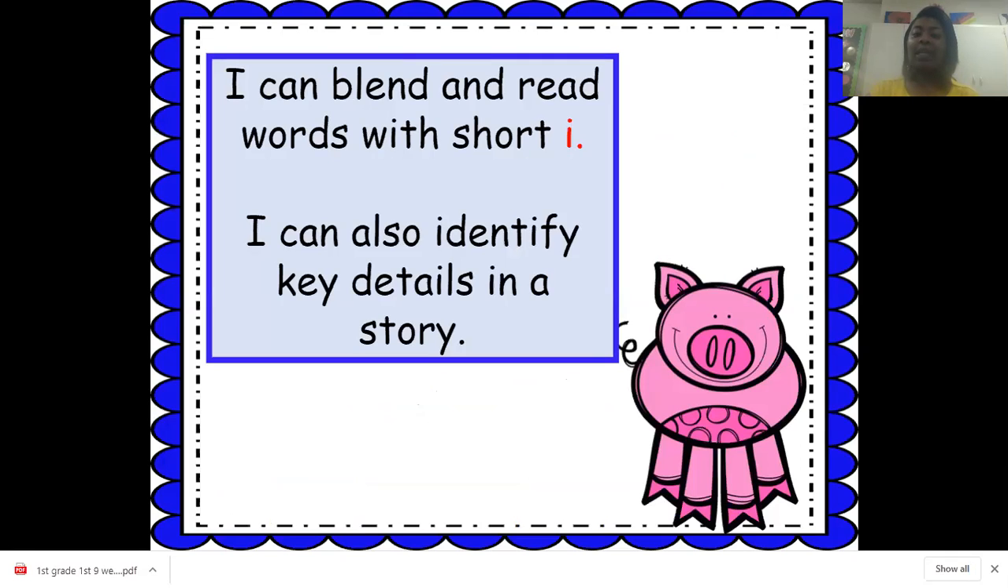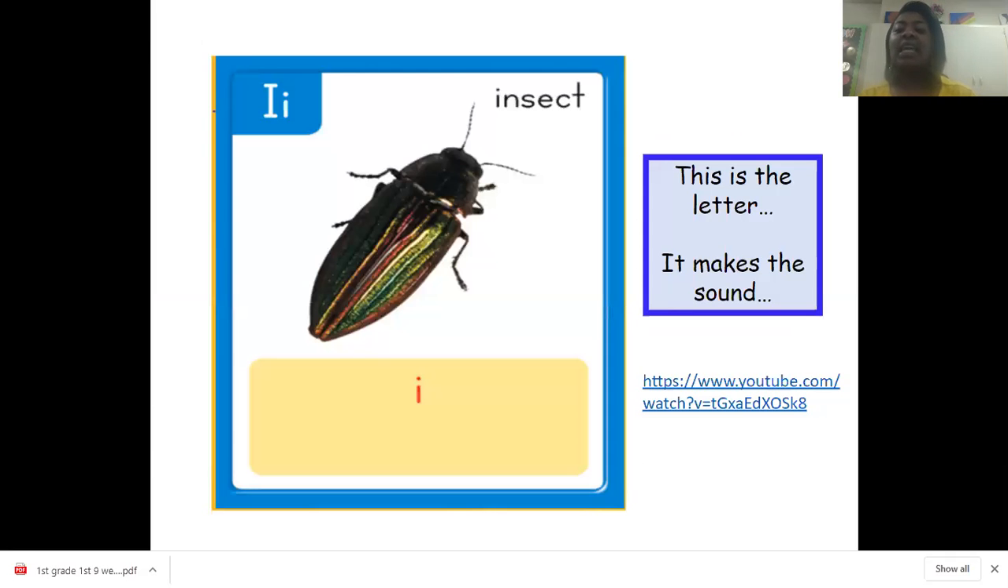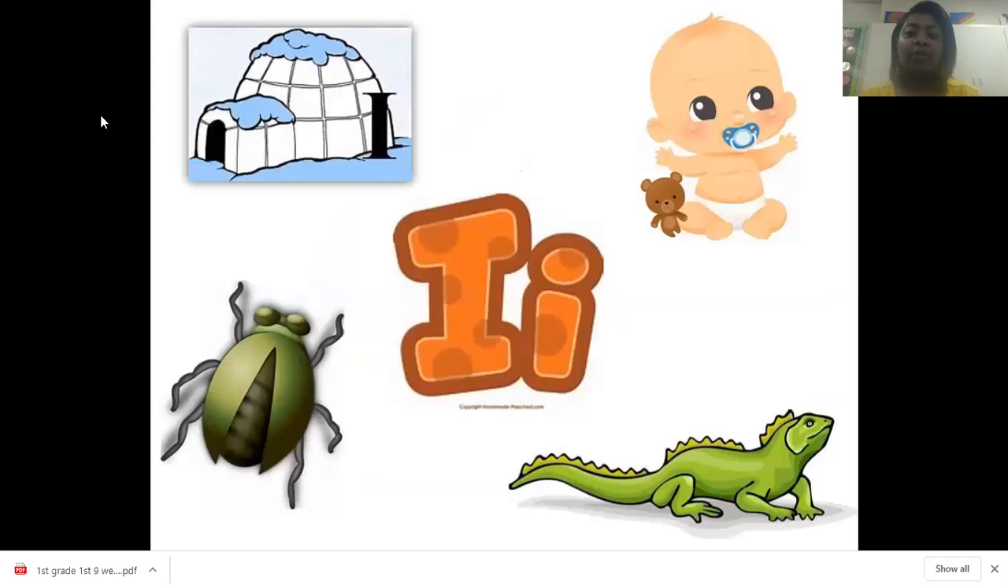I can blend and read words with short I, and I is a vowel. I can also identify key details in a story, and we know those key details are important information that we will gather when we are reading the text. We can look at the pictures to also identify those key details in a story. This is the letter I. It makes the sound I, like insect. Igloo, insect, iguana, infant.